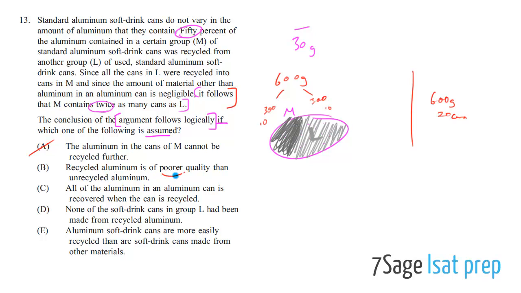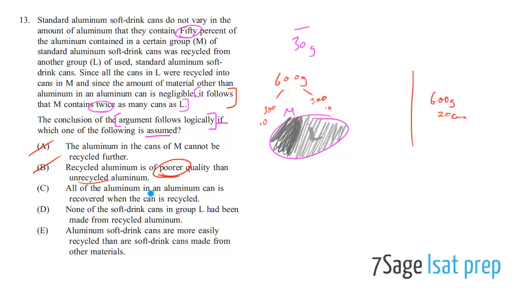Recycled aluminum is poorer quality than unrecycled aluminum. Again, what does that matter? Who cares if it's poorer quality? Who cares if it crumbles apart in your hand? It might not be helpful for drinking your soft drink, but that has nothing to do with this argument. Right? The fact that recycled aluminum is of poorer quality just doesn't matter. It doesn't help us establish the number of cans that M has.